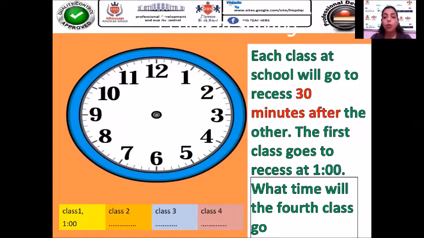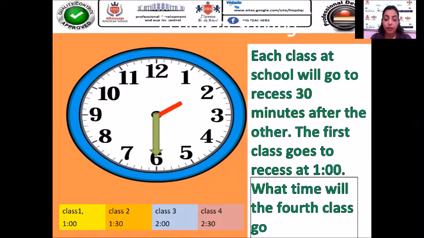Each class at school will go to recess 30 minutes after the other. The first class goes to recess at 1 o'clock. What time will the 4th class go? What should I do? I'm gonna use the information which I have, which is each class will go to recess 30 minutes after the other. And the first class goes at 1, so 1 and 30, 1:30. This is the second class. And the third class, 2 o'clock.